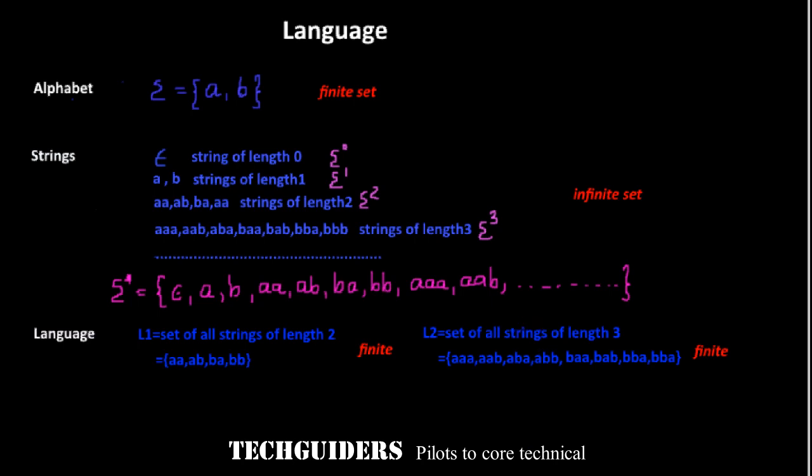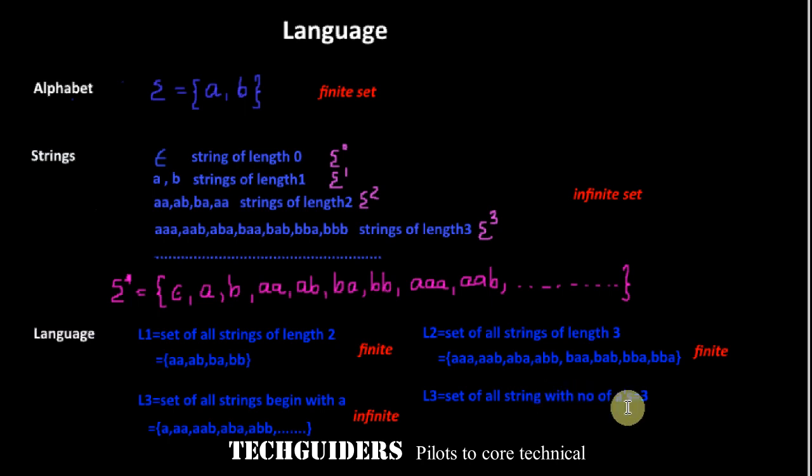Now consider another language L3 equals set of all strings beginning with A. There are infinite number of strings possible which begin with A. So this set is an infinite set. This language is infinite. Similarly, consider another language L4 equals set of all strings with number of A's equals 3. Here also infinite number of strings are possible and this set is also infinite.